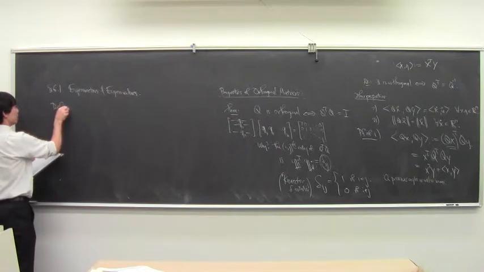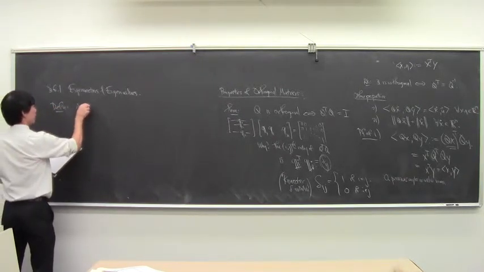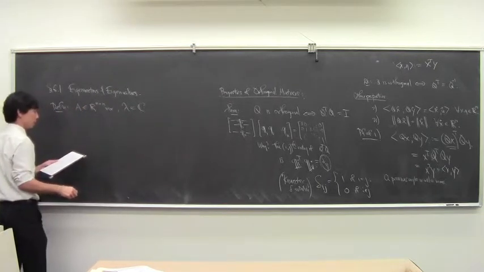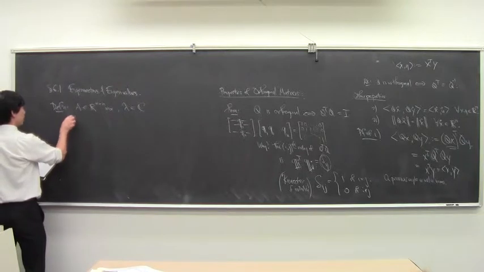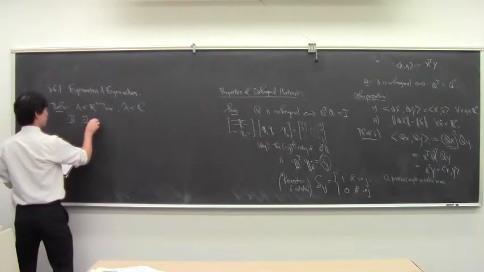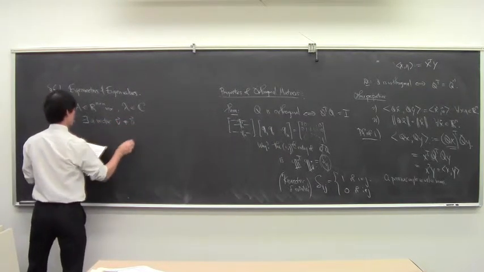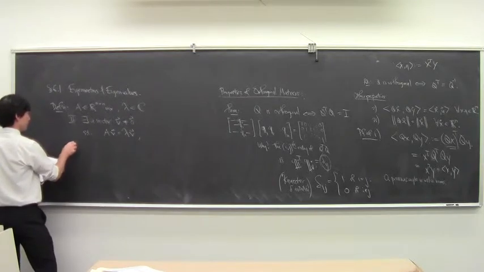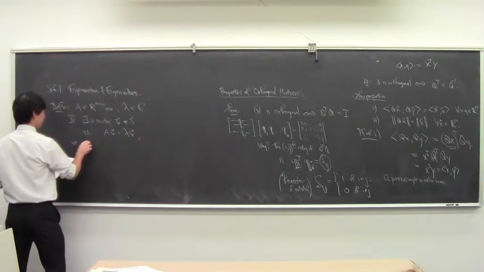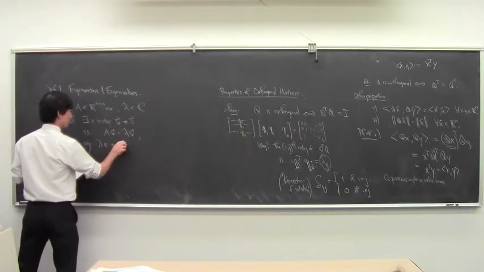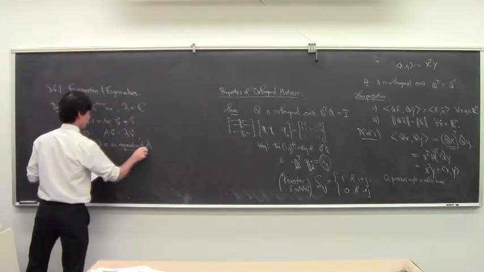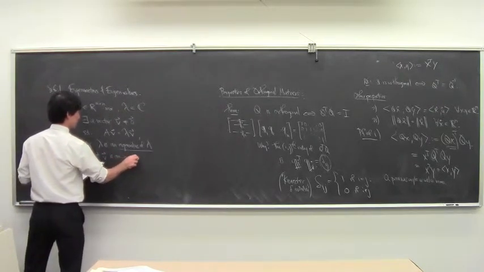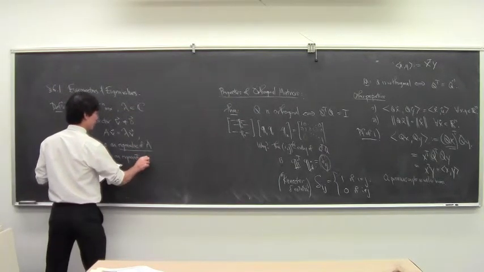So, it's the definition. Let A be an n by n matrix, and lambda be some complex number. If there exists a vector v, a non-zero vector, such that Av equals lambda v, then we say lambda is an eigenvalue of A, and we say that v is an eigenvector belonging to A, belonging to lambda.